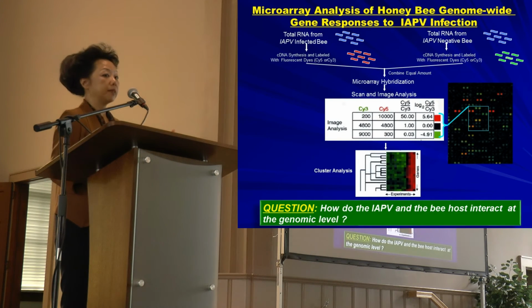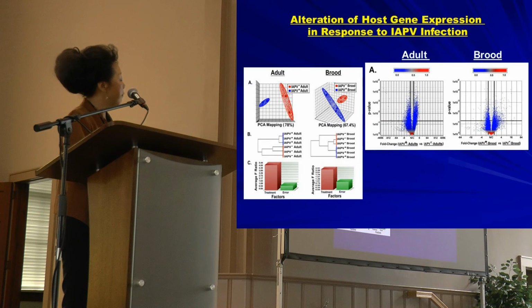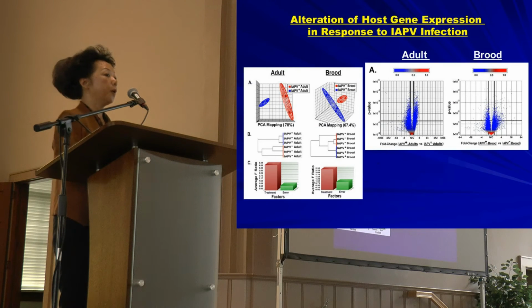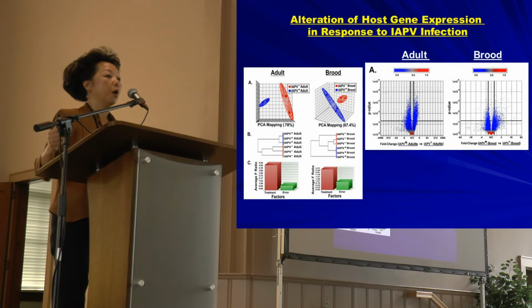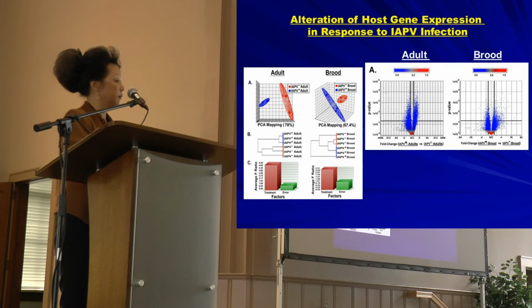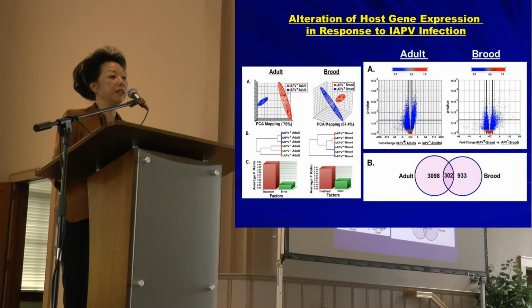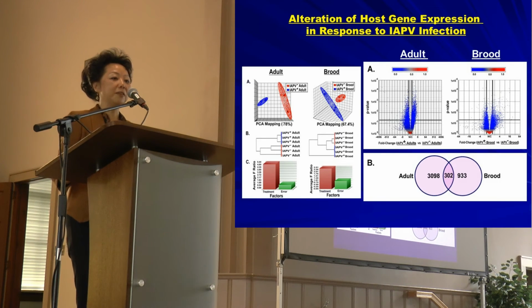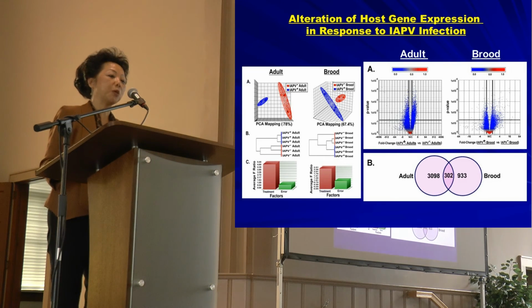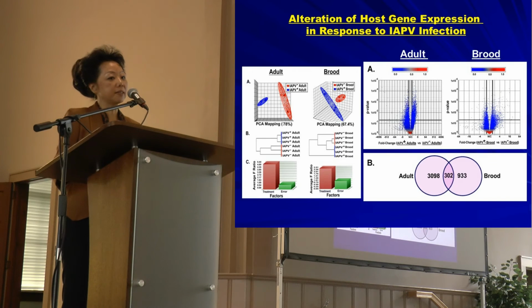The next few slides may be too technical, so I'm going to skip a few slides. But I wanted to share one result with you. We conducted a study to investigate the host response to IAPV infection. Our result showed that IAPV induced a significantly more profound host immune response in adult bees than in the brood stage. So the transition from latency in the brood stage to activation in the adult stage may be triggered by an exogenous factor or stress that affects the adult stage.